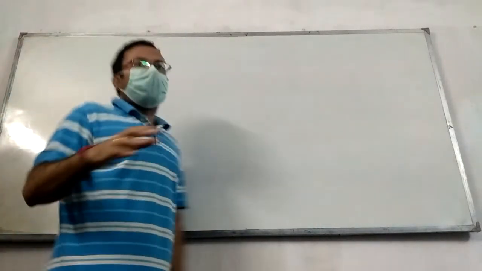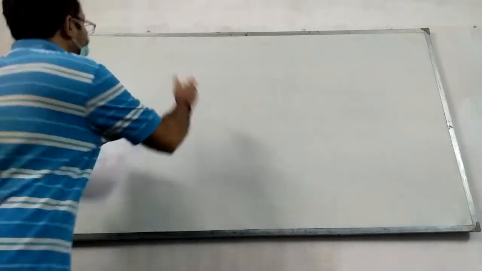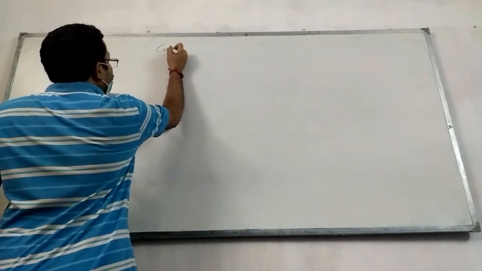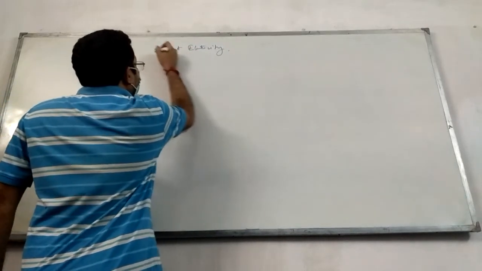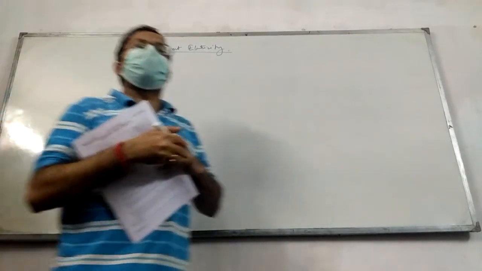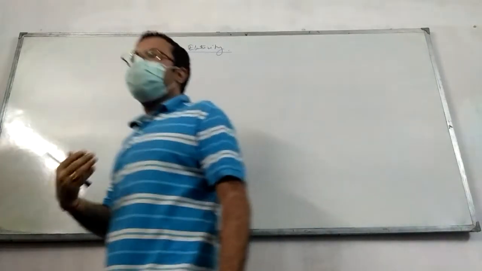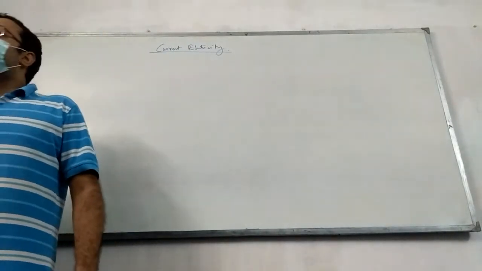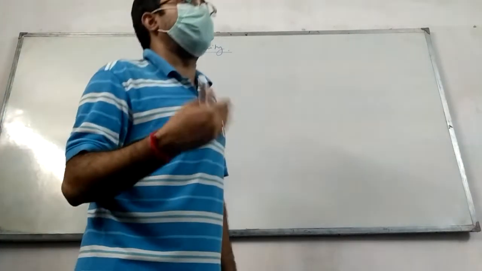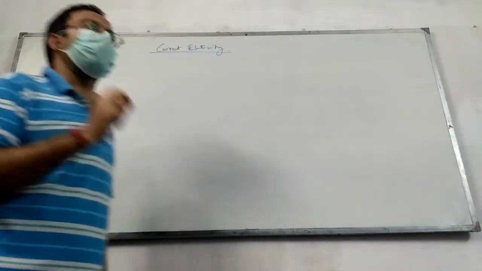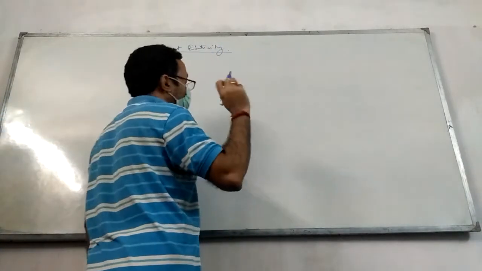Well, so we are continuing with current electricity, and we have obviously solved some circuits, but there are a few specific circuits which require the help of some symmetrical considerations. Then the solving of circuits becomes very easy. For example, let's start with the most basic one, like the Wheatstone bridge.